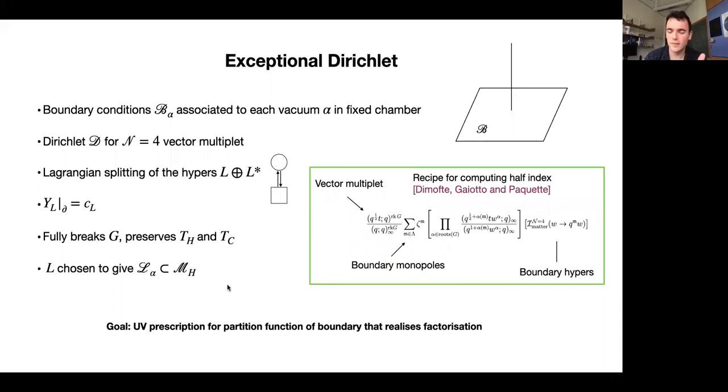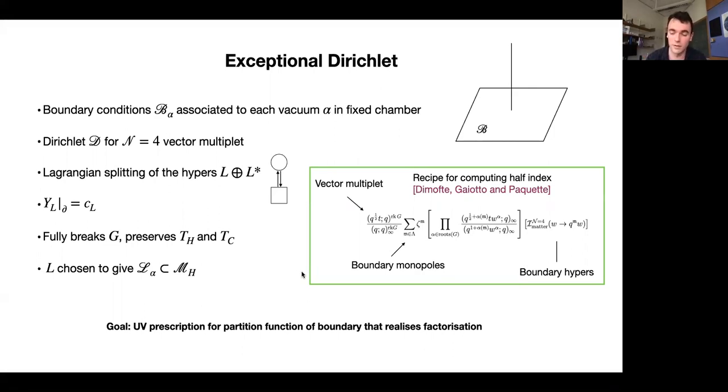Given that data, there's a recipe to compute half indices for these theories. We specialize the recipe of Dimofte, Gaiotto, and Paquette to n equals 4 theories. It has some perturbative contributions from the vector multiplet, a sum over boundary monopoles, and then contributions from boundary hypers, depending on the splitting that we choose. The point of doing this is that we want to give a UV boundary condition prescription for a partition function associated to these isolated massive vacua. And we'll see that this realizes factorization of closed 3-manifold partition functions.